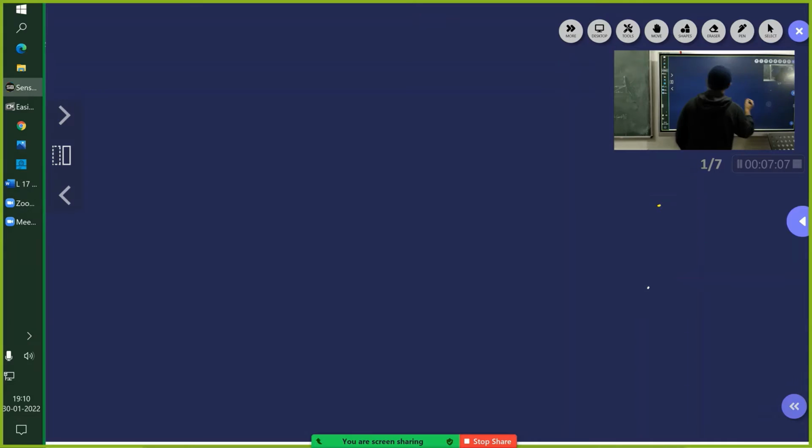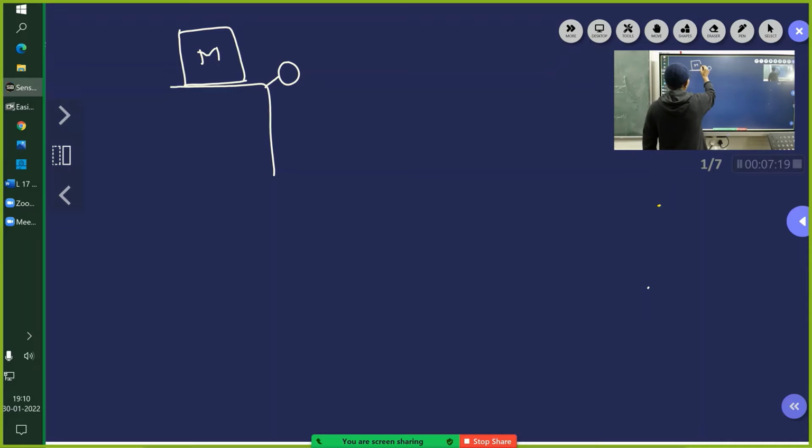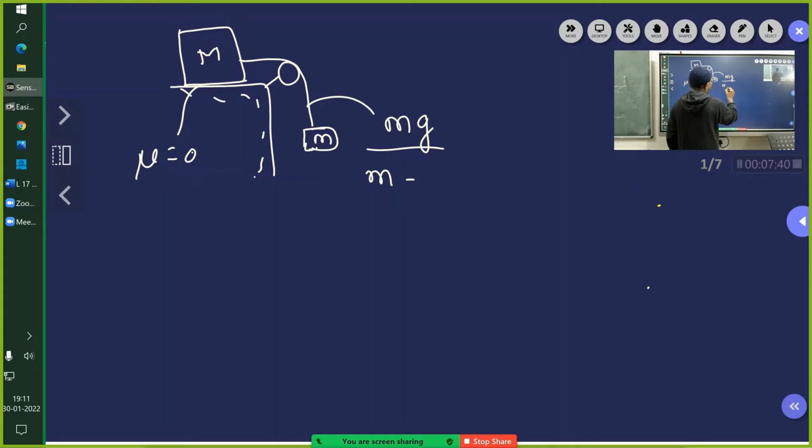See, that is possible if it was like this. Say this is the table, this is the pulley, I have got a mass here, capital M, and there is a string that is coming down here, and there is a small mass m here. Now if I say the friction here is 0, then what is the acceleration of this point? Acceleration of this point will be mg divided by m plus M.